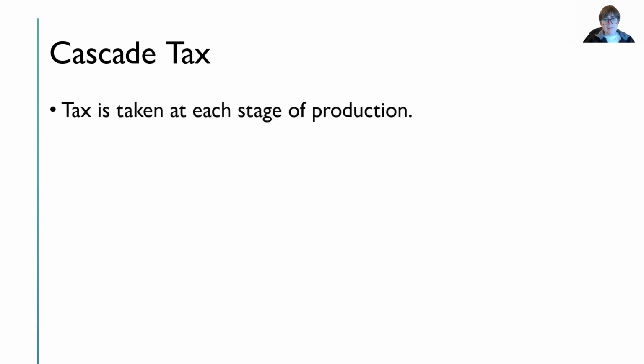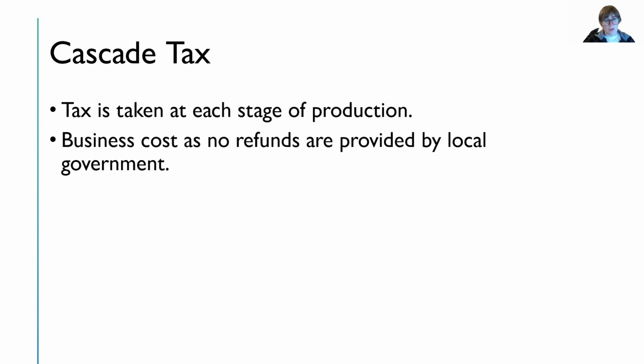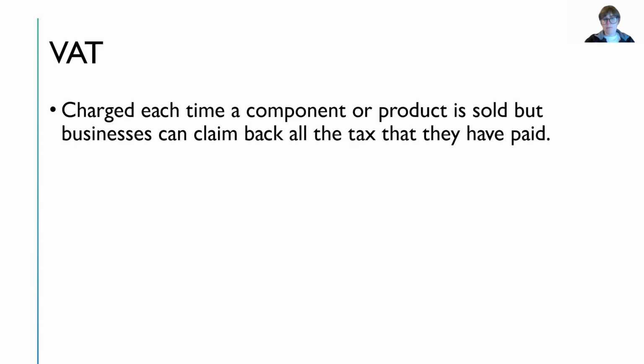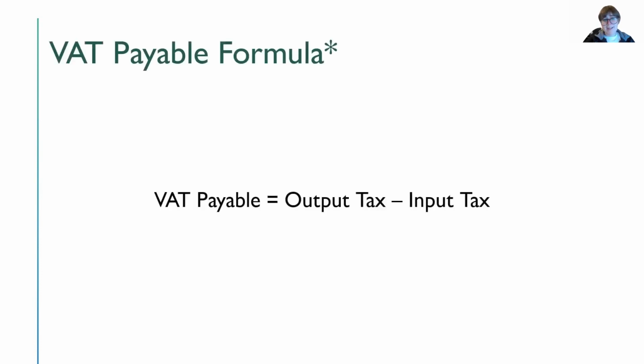So cascade tax then. Tax is going to be taken at each stage of production. The business costs, as no refunds are provided by local government, the business must bear all costs incurred. VAT is going to be charged each time a component or product is sold, but businesses can claim back all tax that they have paid on this. There is a formula to work out VAT payable, and it is as simple as deducting your input tax from your output tax.